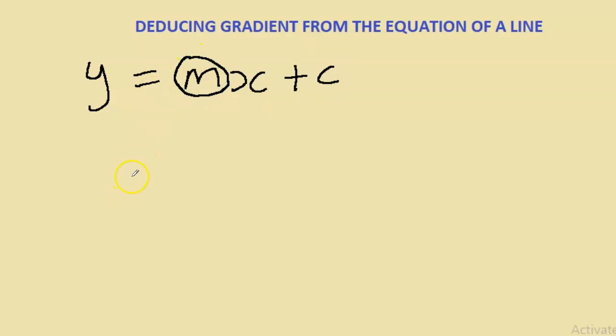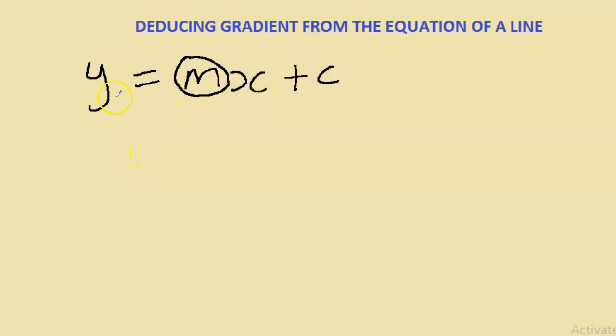Now, a skill that we should all have is to be able to look at the equation of a line and tell what the gradient is just by looking at the equation of a line. Alright? So, for example, we know the form for the equation of a line is y equal mx plus c, where m is the gradient. The gradient is the coefficient of the x. Whatever value is multiplied to the x, that's the gradient.